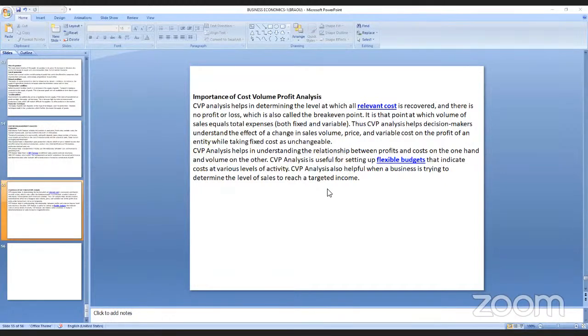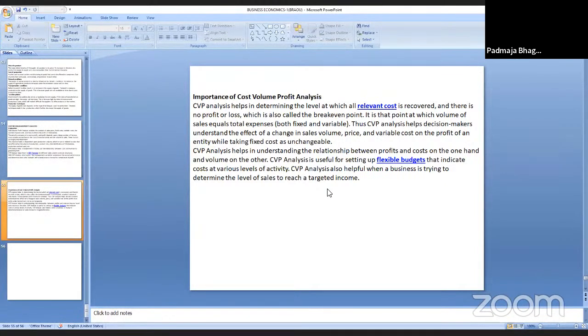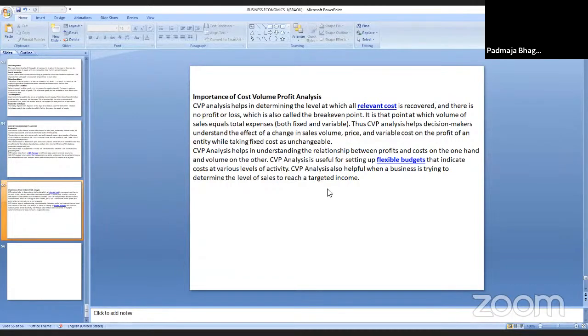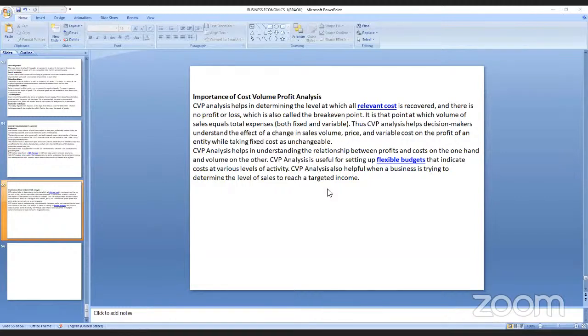Tejaswini, yes, tell me. Ma'am, unit 11, yes, break even analysis. There are a lot of diagrams in this unit, ma'am. The break even point chart is also there. Break even chart is also there. Yes, it's important, ma'am. Okay ma'am.